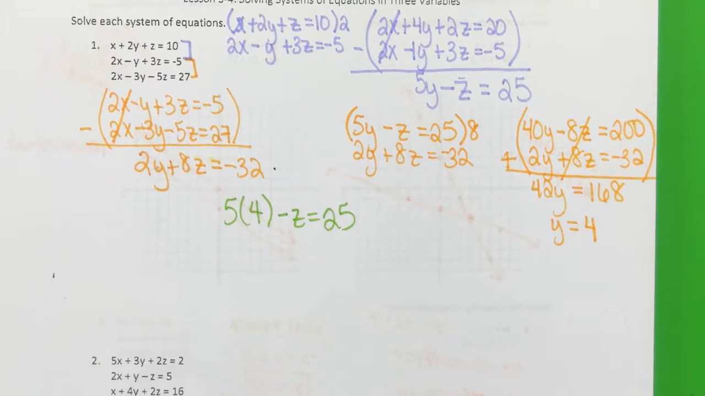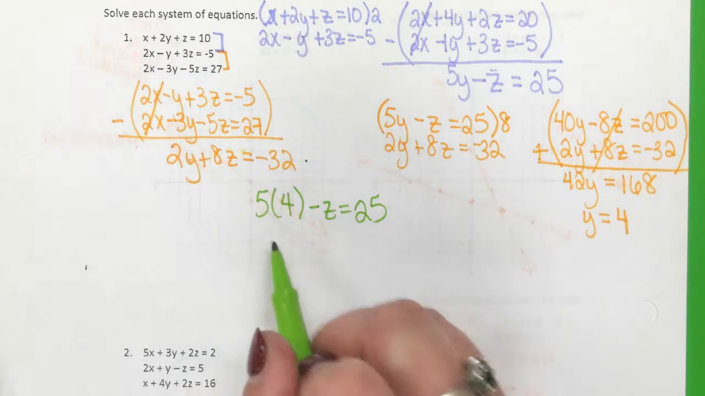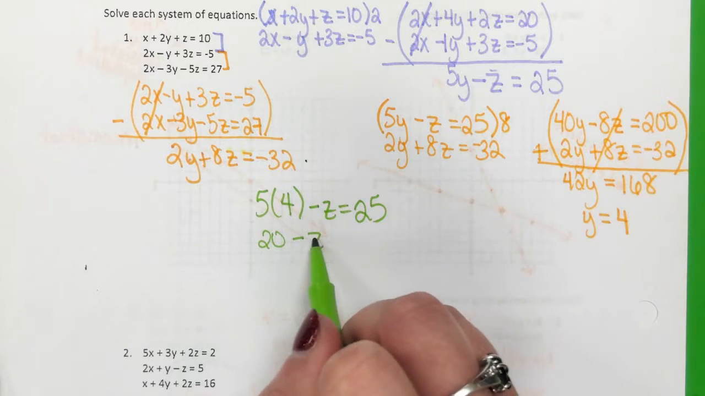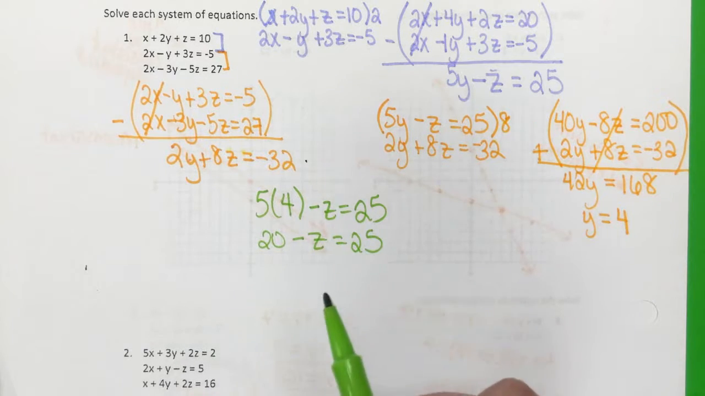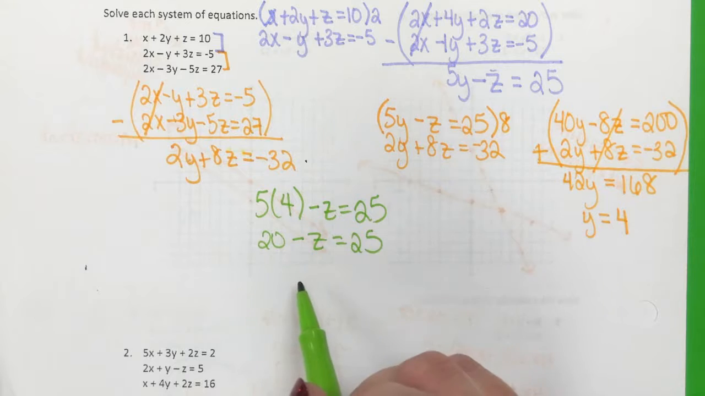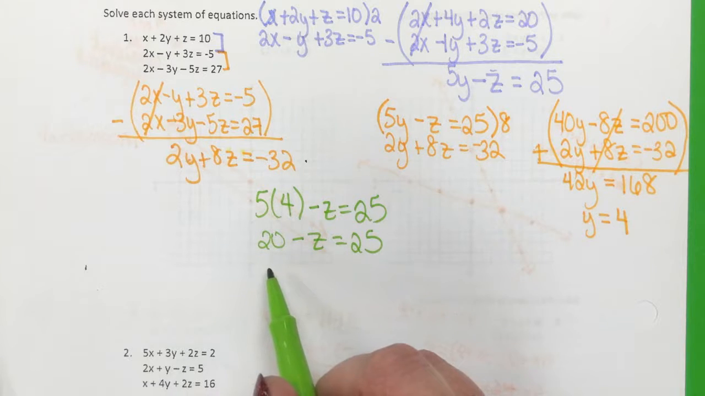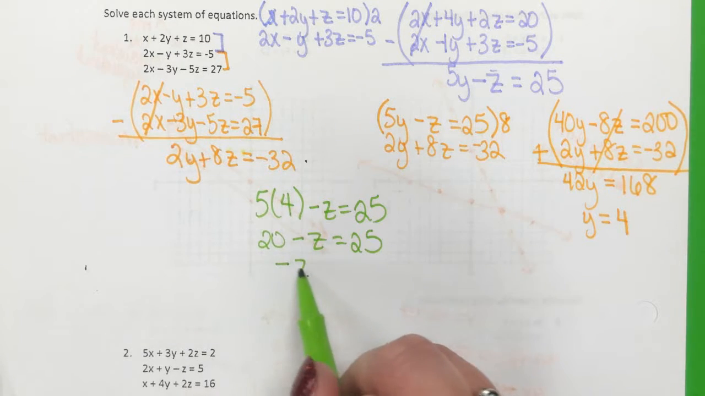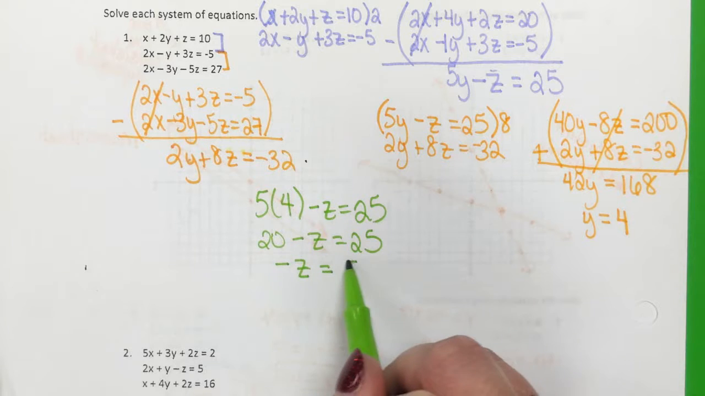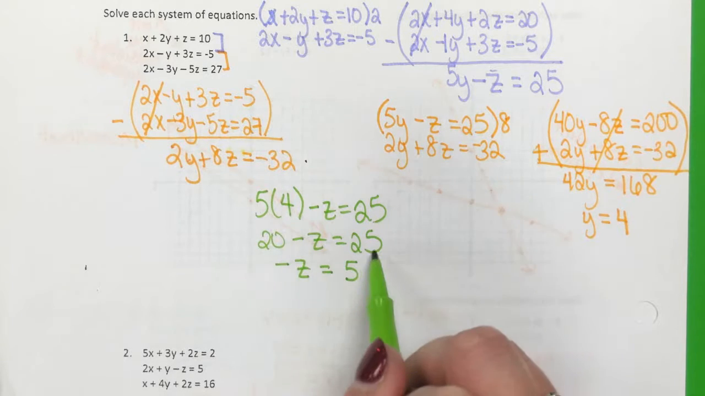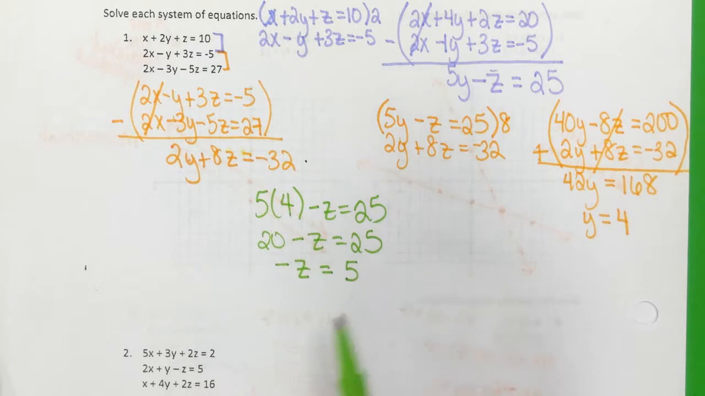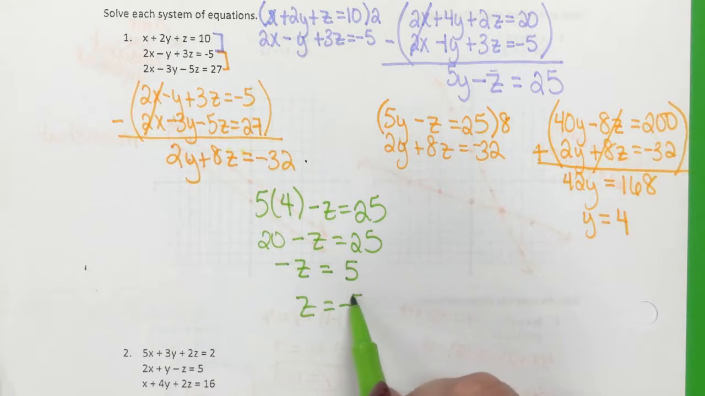Y'all ready? Alright, so that's 20 minus z equals 25. Would Z be negative 5 then? Mm-hmm. Because we're going to subtract and we'll get positive 5, and divide and we get negative 5. Beautiful.